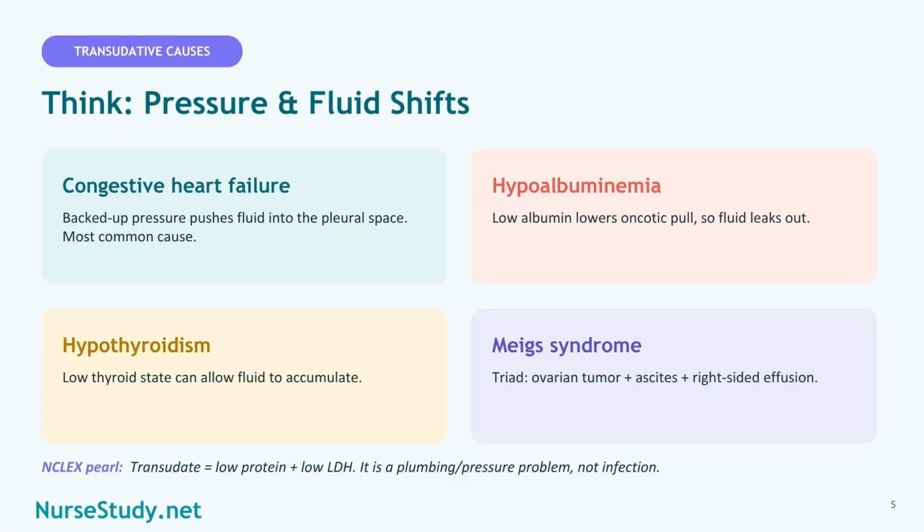Transudative causes. Now, transudative, I remember, is a pressure or plumbing problem, not an infection. The number one cause is congestive heart failure, where backed up pressure literally pushes fluid into the pleural space. You'll also see it with hypoalbuminemia. Low albumin means the blood can't hold on to its fluid, as well as hypothyroidism and Meigs syndrome, which is that triad of an ovarian tumor, ascites, and a right-sided effusion. Pearl here: transudate is low protein and low LDH, no infection. It's a fluid balance issue.